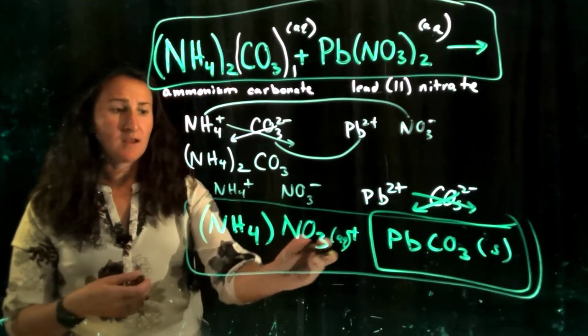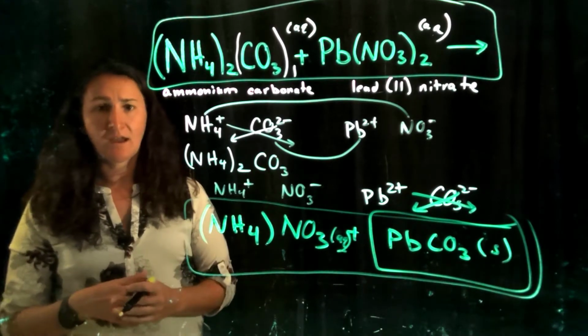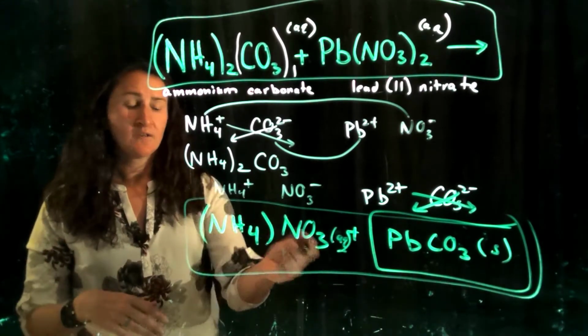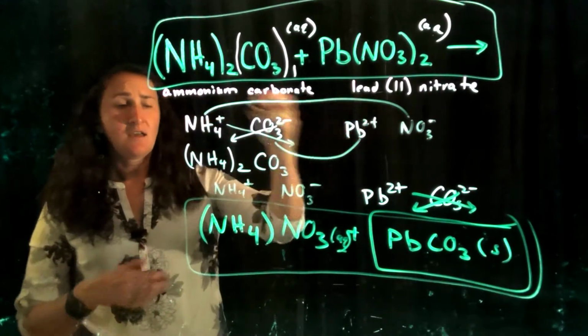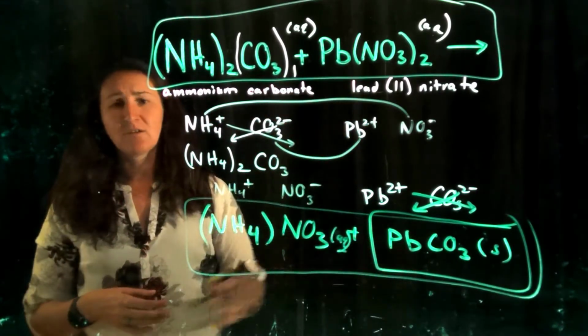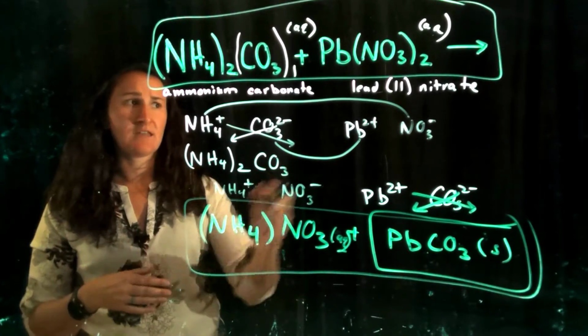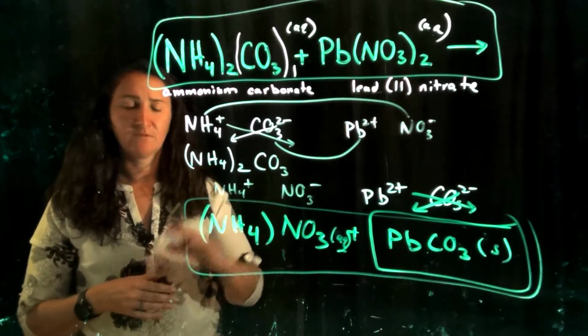What do I mean by that? If these are aqueous, that means that my ammonium ions are still floating around in water. So are my nitrates. And so if they're still floating around, all of this is happening, but this is the only new thing that's formed. It forms, it sticks together. That's why we have a single right arrow forming to the right.